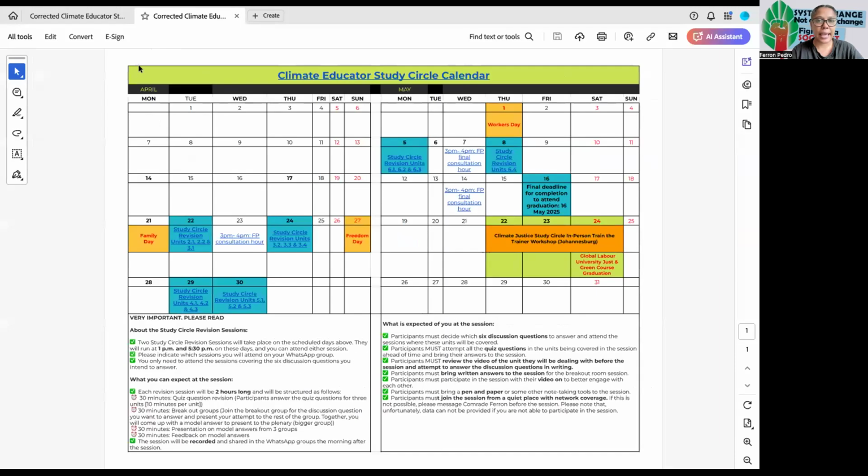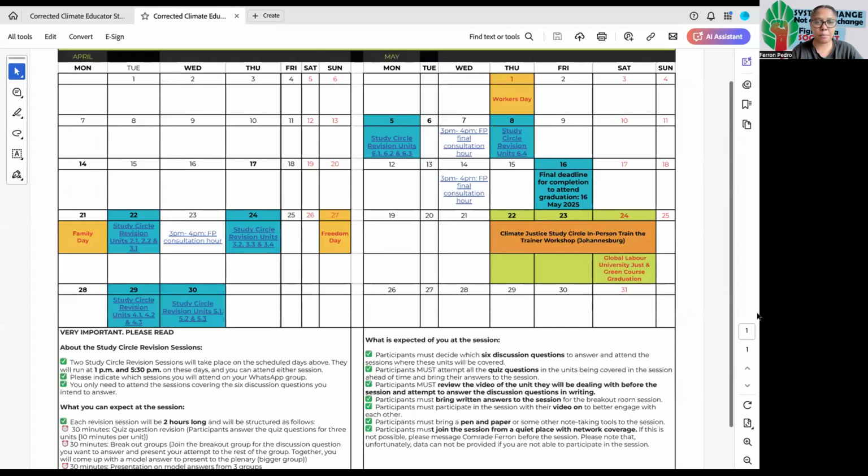So I'm going to share my screen so you can take a look at the calendar. I've updated this a number of times. Apologies for the mistakes I've made. Good. Okay. But you should be able to see it now.